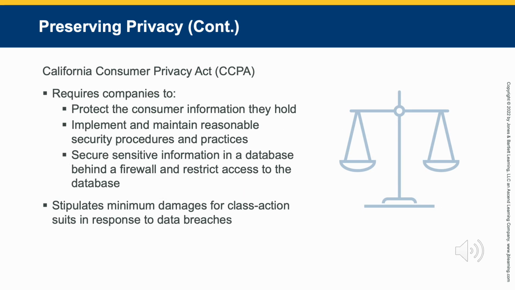The California Consumer Privacy Act requires companies to protect the consumer information they hold, implement and maintain reasonable security procedures and practices, secure sensitive information in a database behind a firewall, and restrict access to the database. This act stipulates minimum damages for class action suits in response to data breaches.